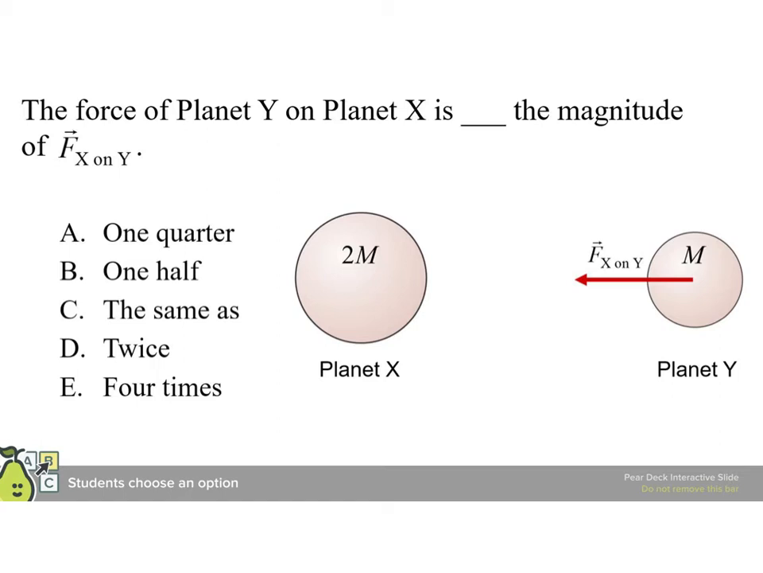All right, let's do some implications of these. So we have planet X with a mass 2m and planet Y with a mass 1m, and we want to know the force of planet Y on X. So planet Y is going to pull planet X this way, and how does its force compare to the magnitude of X pulling on Y?